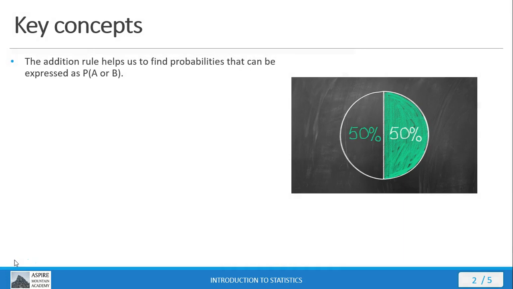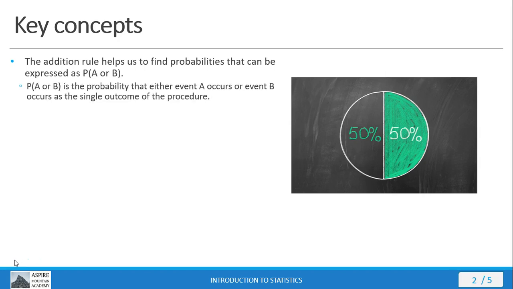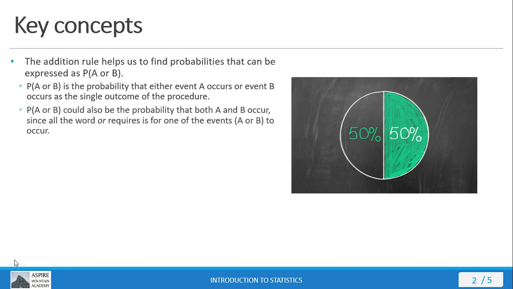The addition rule helps us find probabilities that can be expressed as the probability of A or B. The probability of A or B is the probability that either event A occurs or event B occurs as the single outcome of the procedure. Keep in mind that that single outcome could be A and B occurring together, since all the word "or" requires is for one of those events to occur. If both of them occur, then obviously at least one of them occurred, so that's also included when we say the probability of A or B.